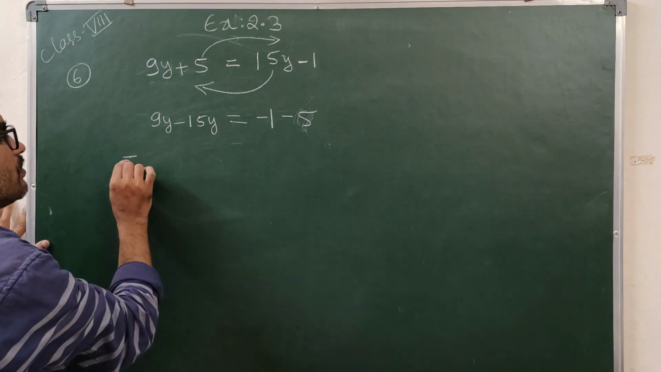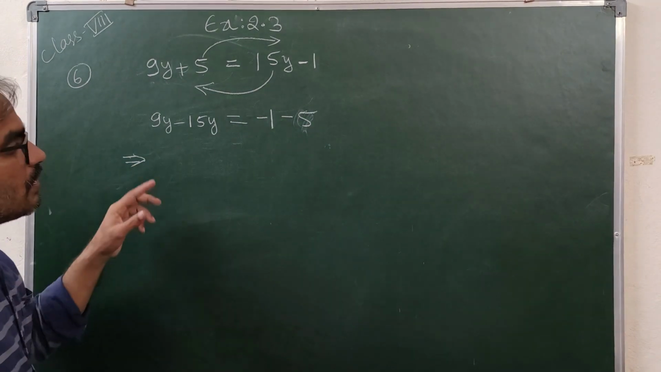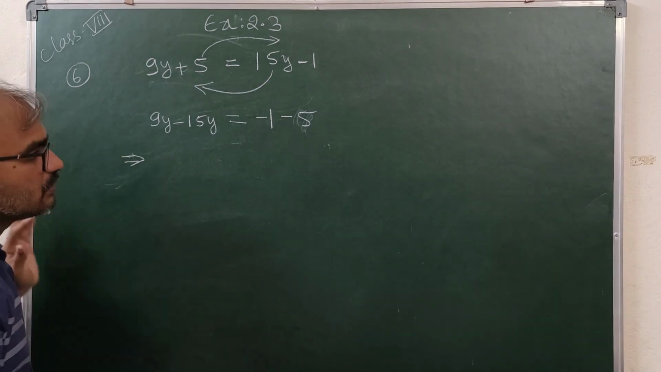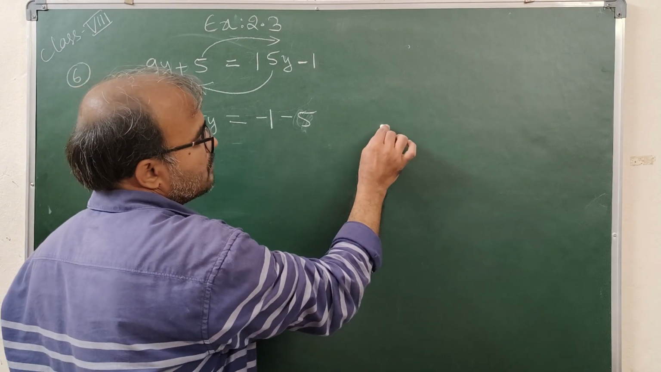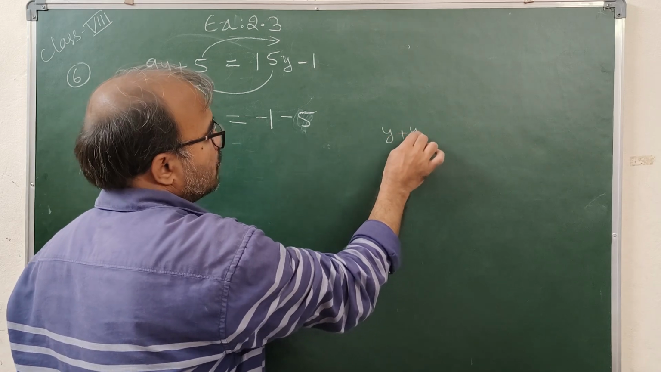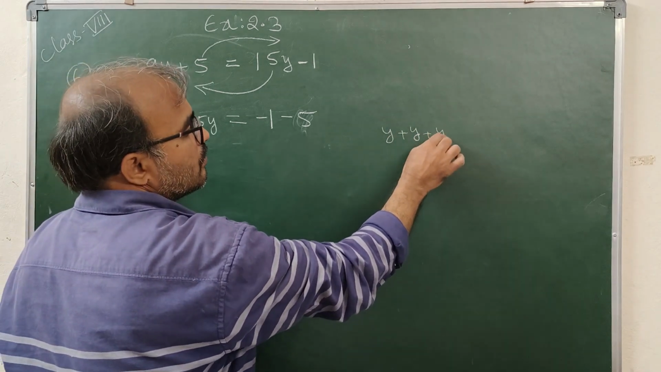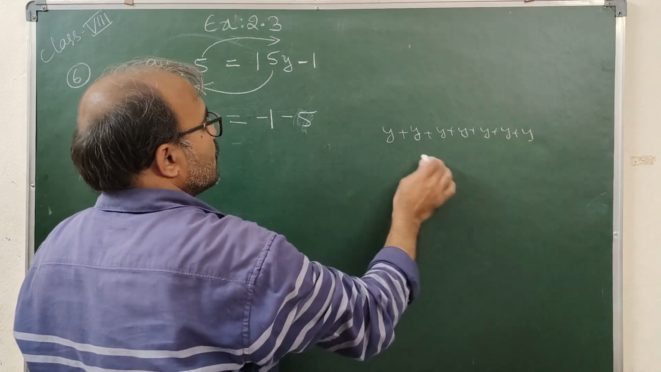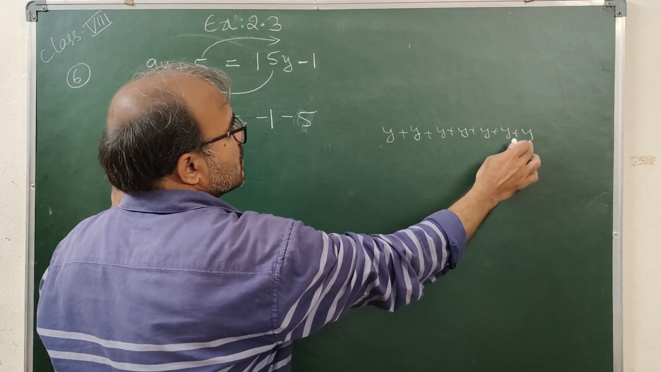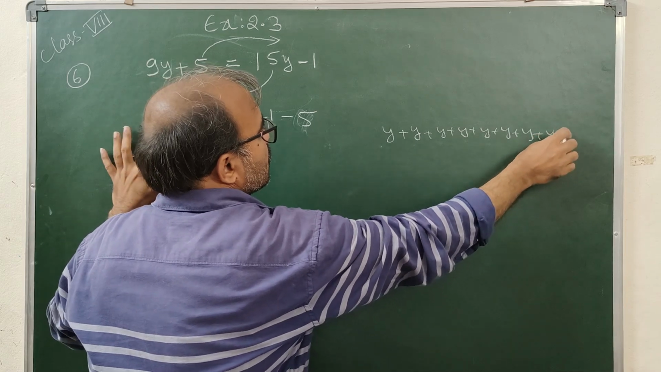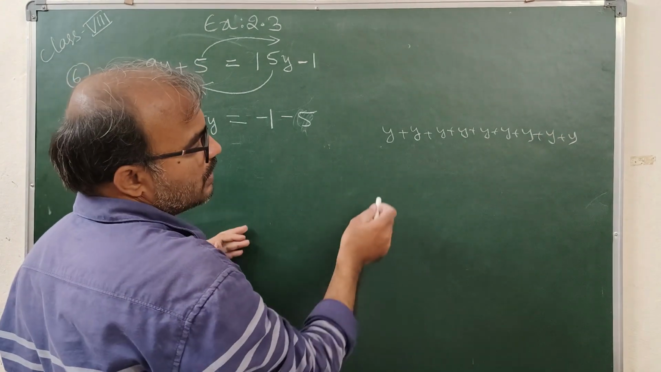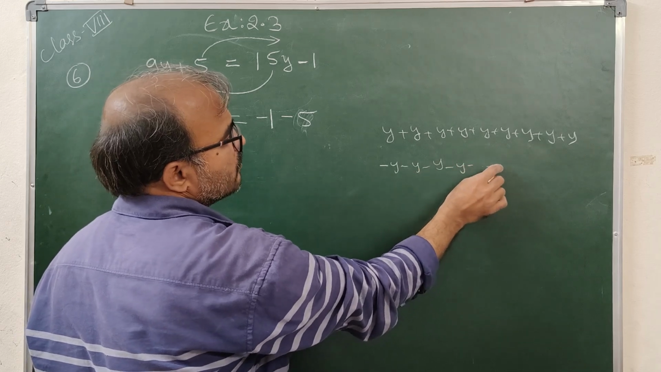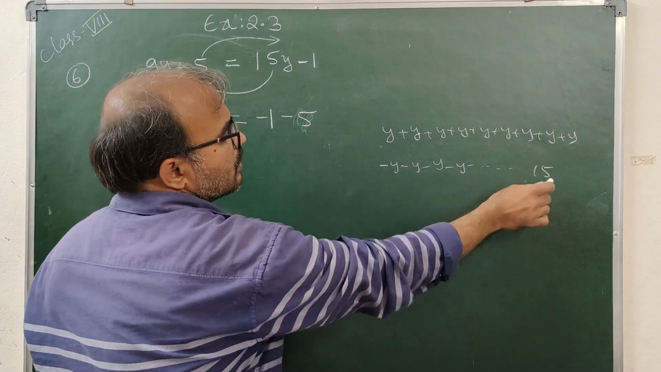Right? So what does it mean? There are 9 y's. Means y 9 times there. Plus y, plus y, plus y, plus y, plus y. 1, 2, 3, 4, 5, 6, 7, 8, 9. Now minus 15: minus y, minus y, minus y, minus y, minus y. We have 15 times. Think like that.